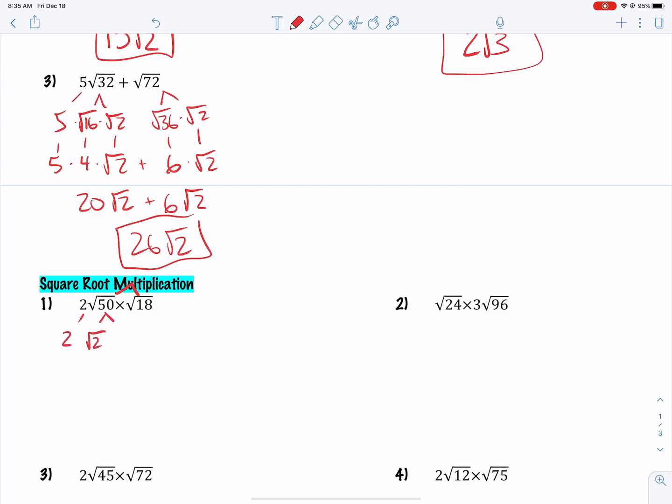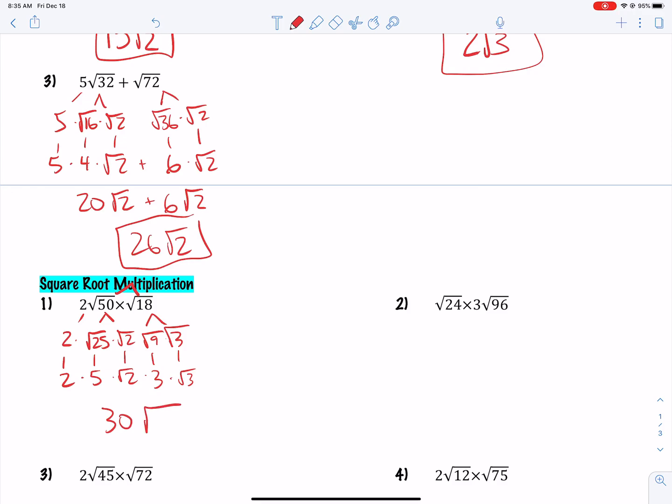This is radical 25 times radical 2. This is radical 9 times radical 3, okay? So this turns into 2 times 5 times radical 2 times 3 times radical 3. So now I have 2 radicals that are in simplest form. And since they're different numbers, you can't take anything out of them. So when you multiply all this, 2 times 5 is 10. 10 times 3 is 30.